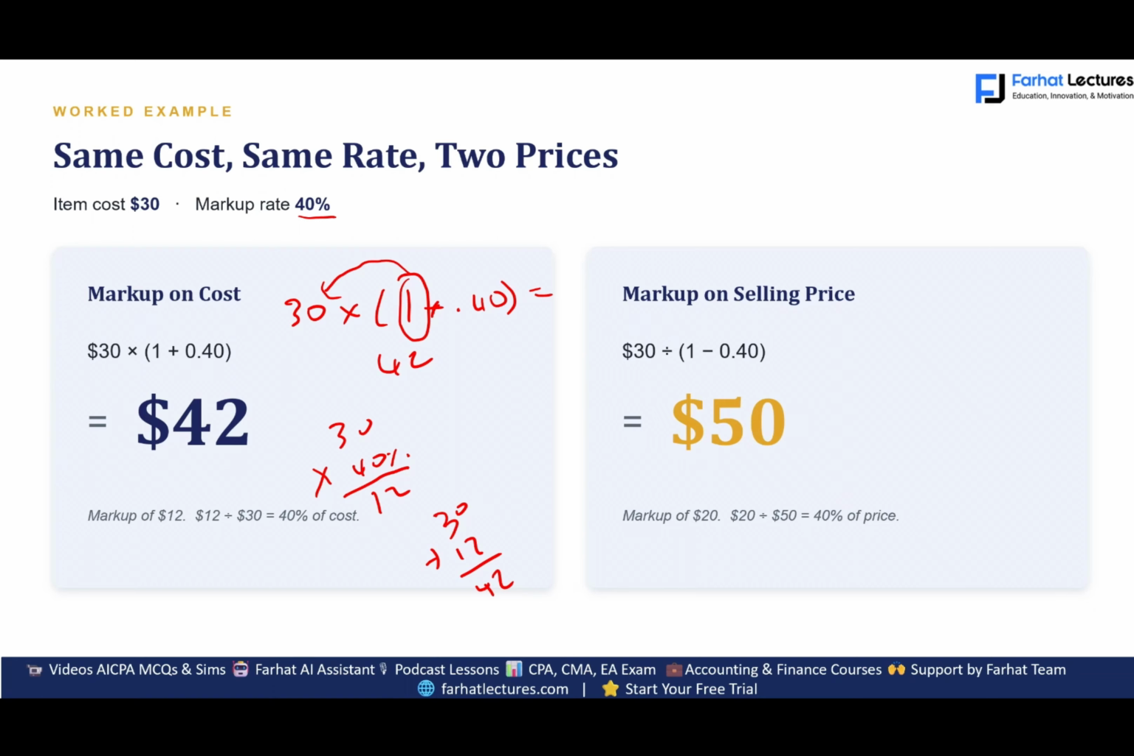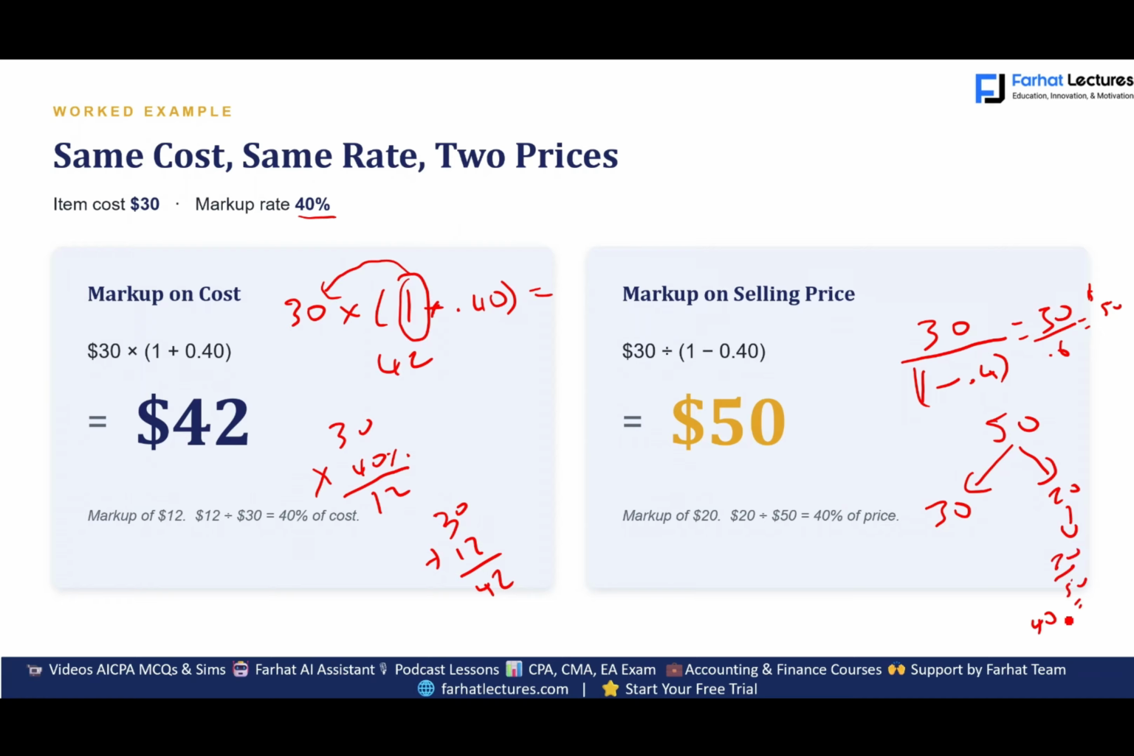If the company is saying my markup is on the selling price, what they would do is take the $30 divided by 1 minus 0.4, which is $30 divided by 0.6. You would sell it for $50. So of that $50, $30 is cost, $20 is profit. Now the $20 profit means 20 divided by 50 equals 40%. 30 divided by 50 equals 60%. So 40% profit, 60% cost.